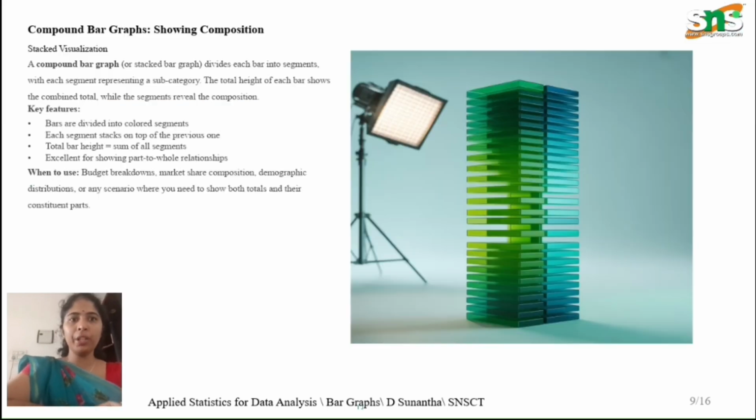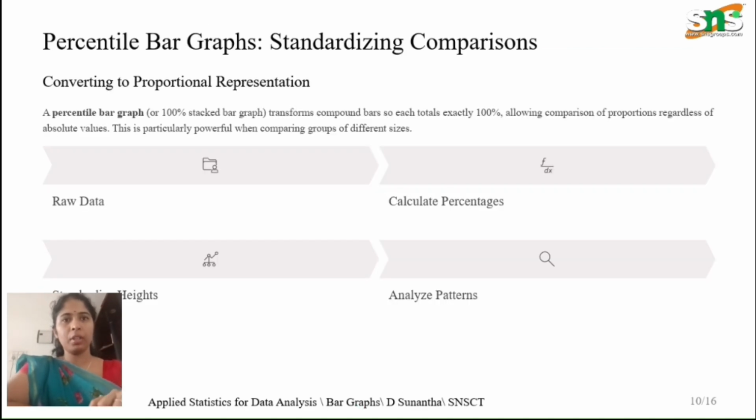Bars are divided into colored segments. Each segment stacks one on top of the previous one. The total bar height will be equal to the sum of all the segments, and it is excellent for showing part to whole relationships. Next is the percentile bar graph, in which every bar is converted into 100%. This allows comparison of proportions even when the total value differs. These graphs are commonly used in business dashboards and survey analysis.